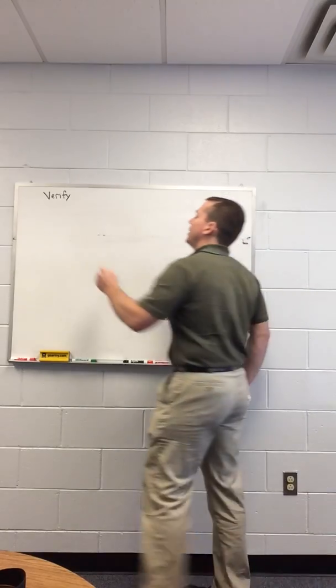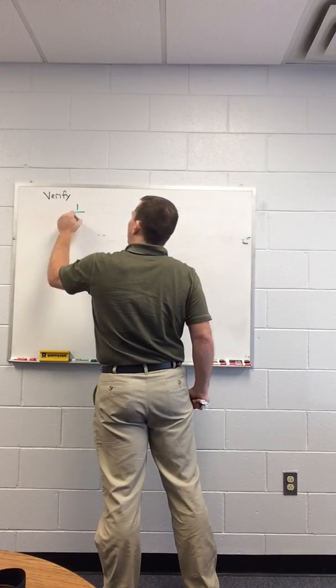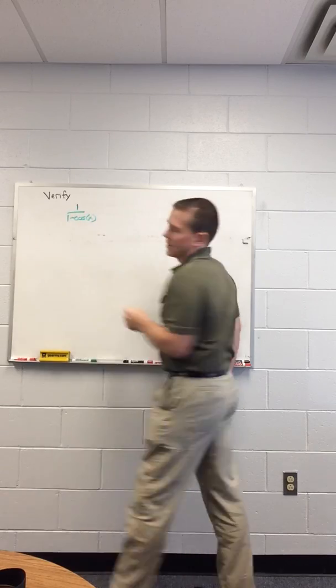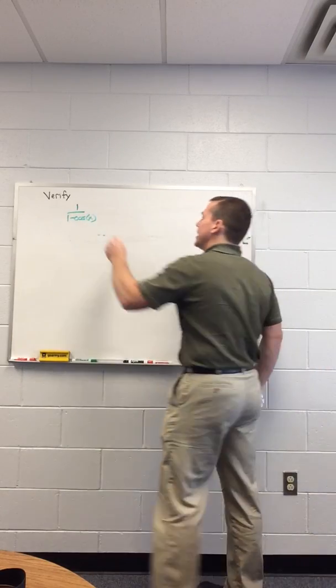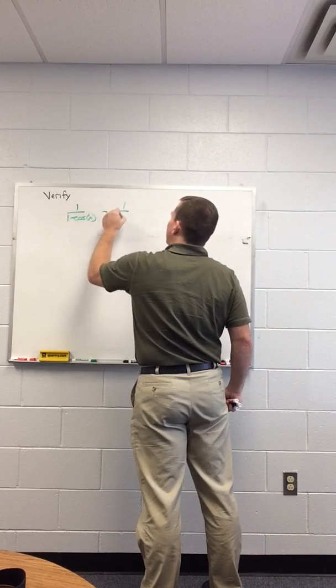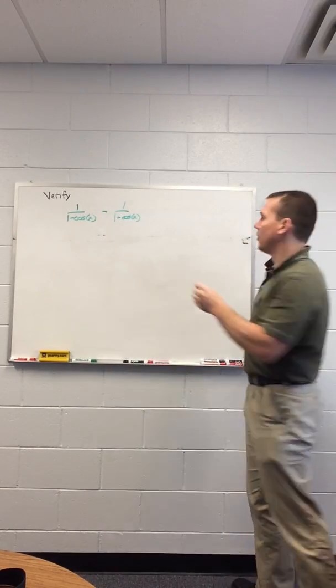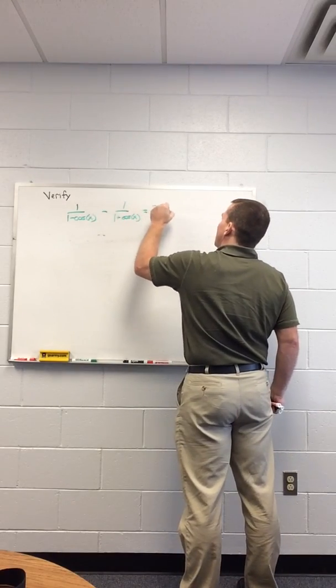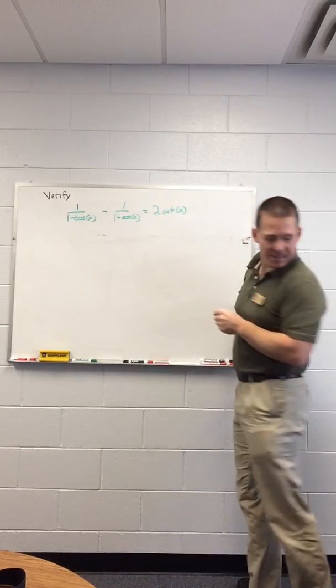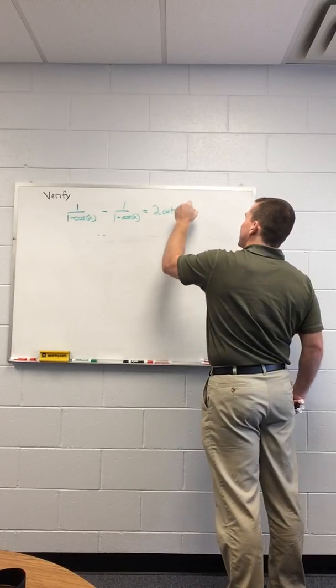Oh, this will be a good one. 1 over 1 minus cos x, minus 1 over 1 plus cos x, equals 2 cotangent x cosecant x.